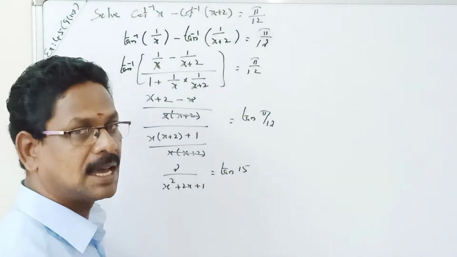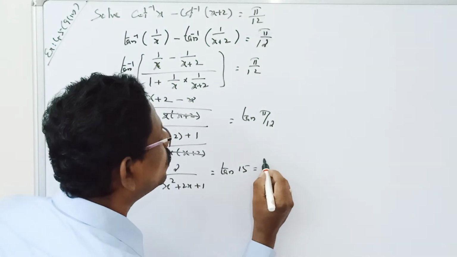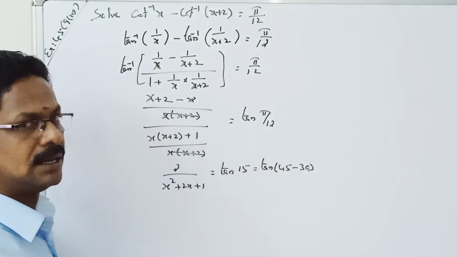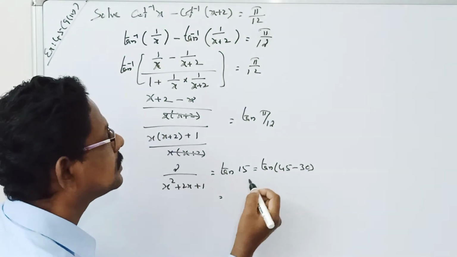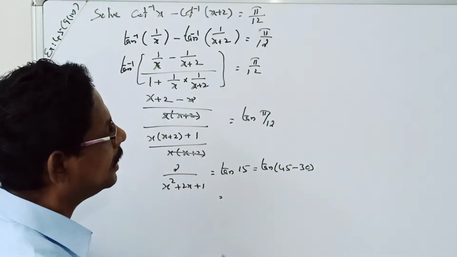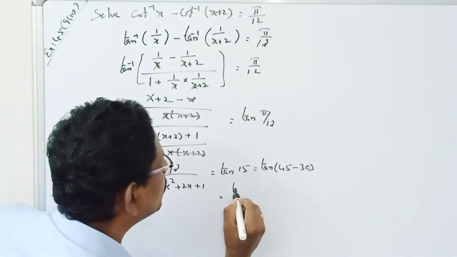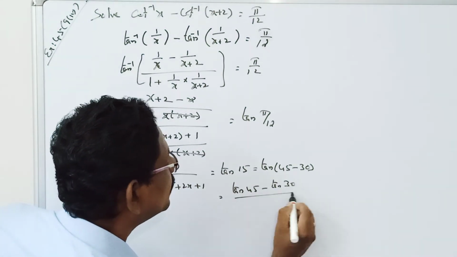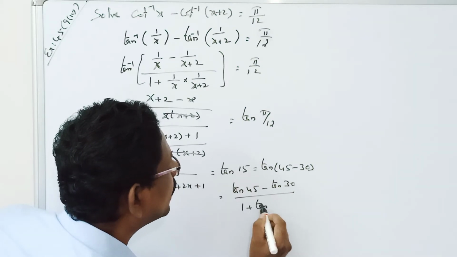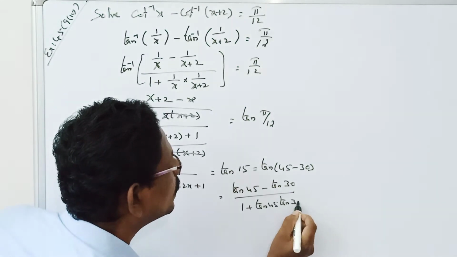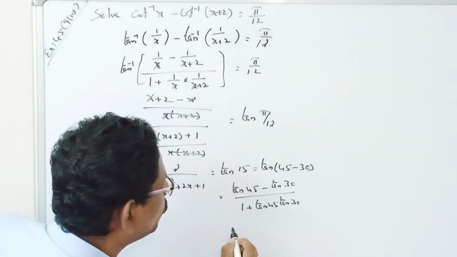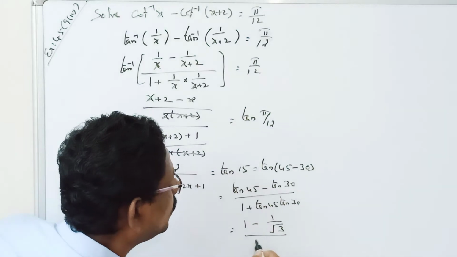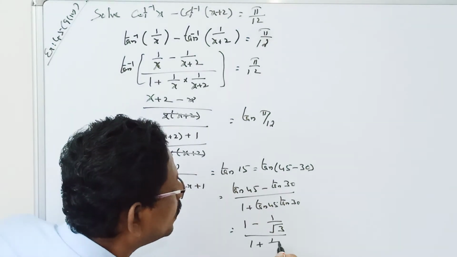Pi by 12 means tan 15. So tan 15 you take, tan 45 minus 30 you take. So here it is again tan A minus B formula, that is tan 45 minus tan 30 divided by 1 plus tan 45 into tan 30. What is tan 45? 1 minus 1 by root 3 by 1 plus 1 into 1 by root 3.